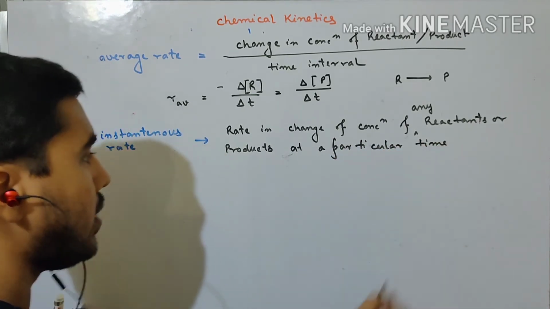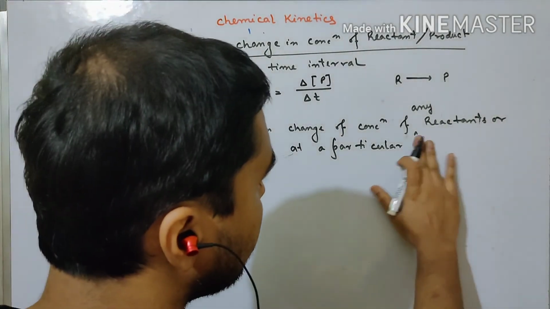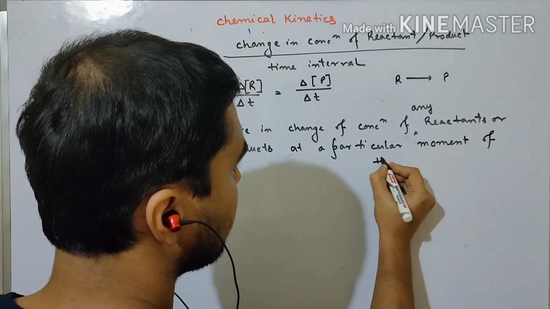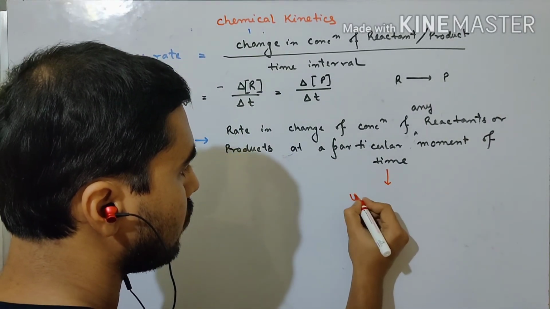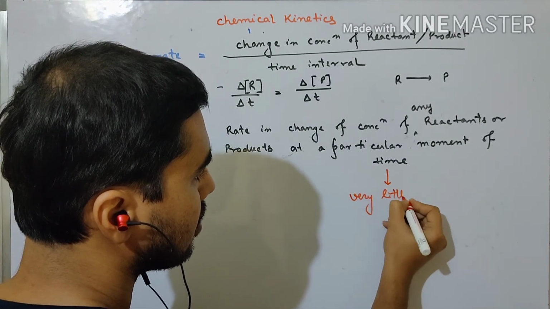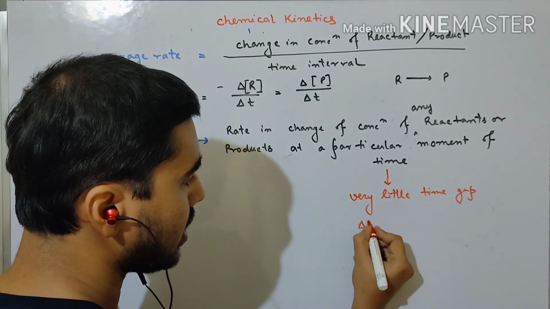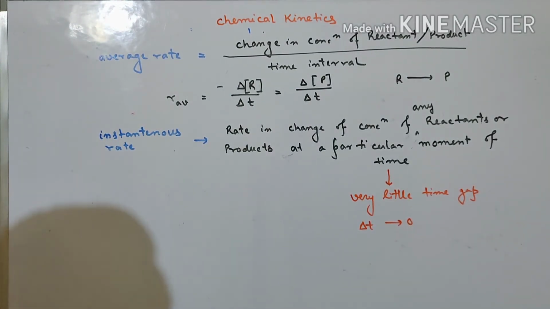When we are talking about this term, the particular time or particular moment of time, it will be much better to understand. That means we are basically talking about a very little time gap. So that is why we consider delta T tends to 0, meaning very, very less amount of time. The difference between T1 and T2 that we used to write, here it almost tends to 0. That means very less amount of time, at an instant.